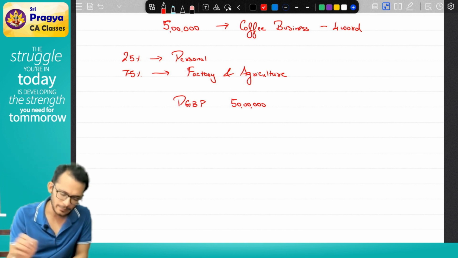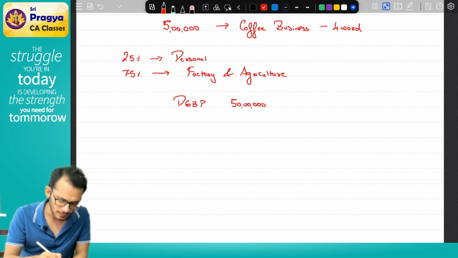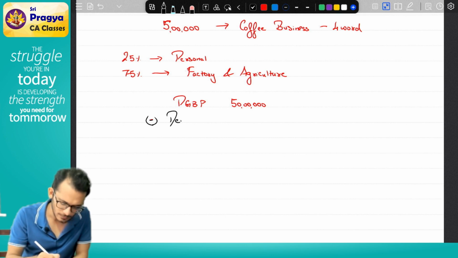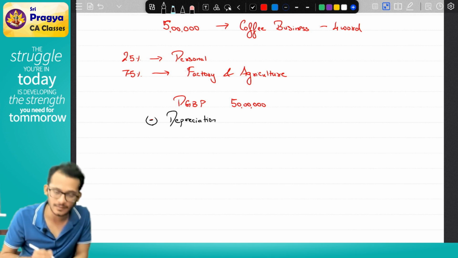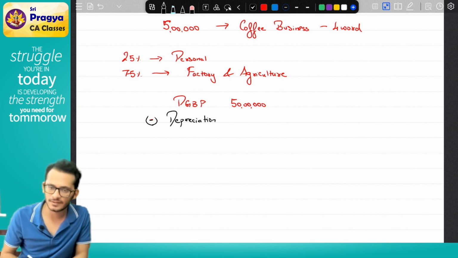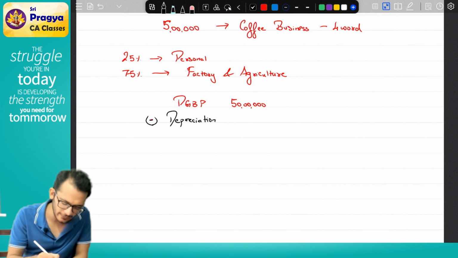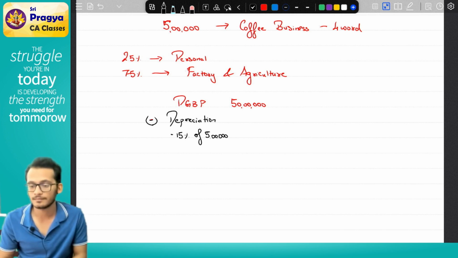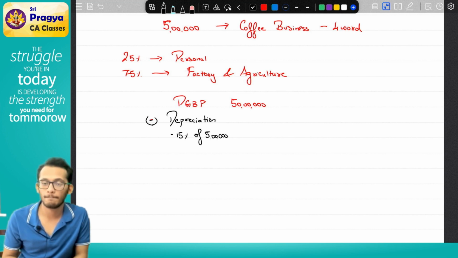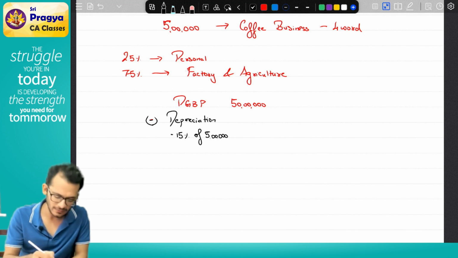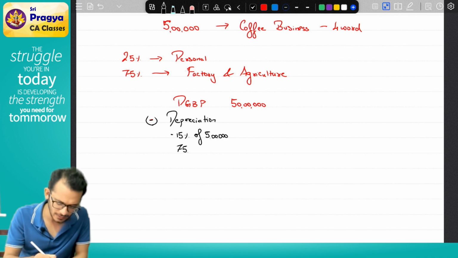How to do it? My PGBP income is 50 lakhs. I need to claim depreciation. Yes or no? Now, since I have not told you what asset it is, the assumption is it is plant and machinery. If it is plant and machinery, I will claim 15% of 5 lakhs. Number is 75,000. Rahul, can I claim the whole 75,000?